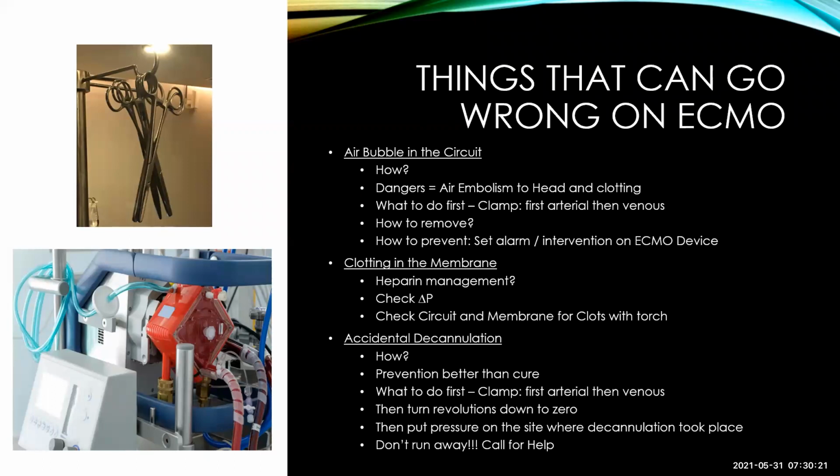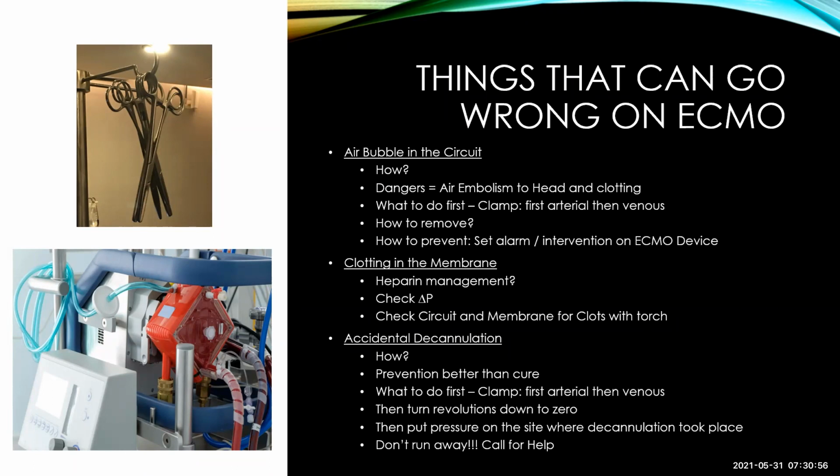So if you've got air in your system, or your circuit in your machine indicates that you've got an air bubble, you have to clamp your circuit as close to the cannulas as you can. And those clamps at the top there are your best friends when you're busy with the ECMO patient. You need to have clamps visible. You need to know where your clamps are, because they are going to save the day. So as soon as you see an air bubble, or the machine notifies you that there's air in the circuit, you need to clamp the arterial line first, and then the venous one.